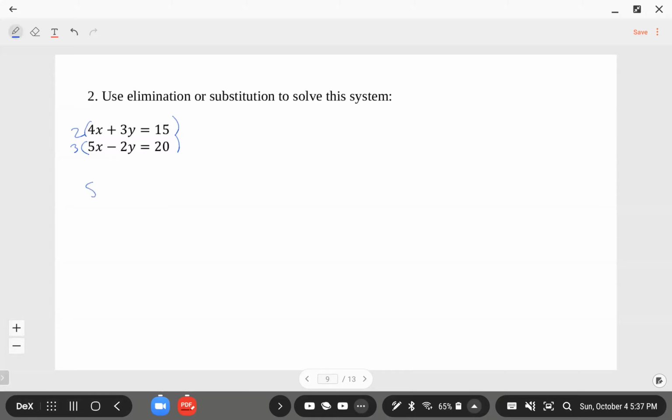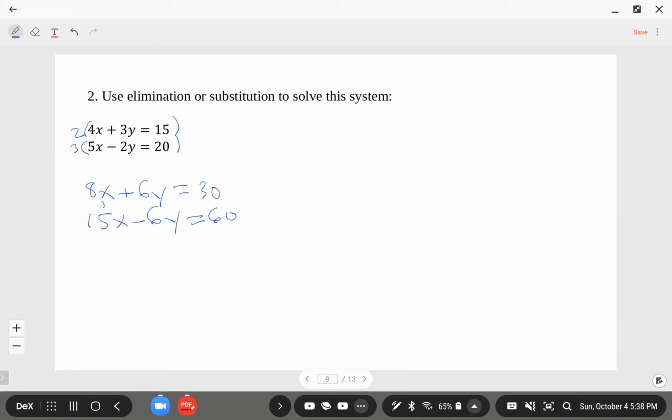2 times 4x, 8x plus 6y equals 30, because you have to multiply every term. You can't just multiply one term. You have to multiply every term in the equation. Next equation, 3 times 5x, 15x minus 6y equals 60. Okay, 60. So now can you add it?